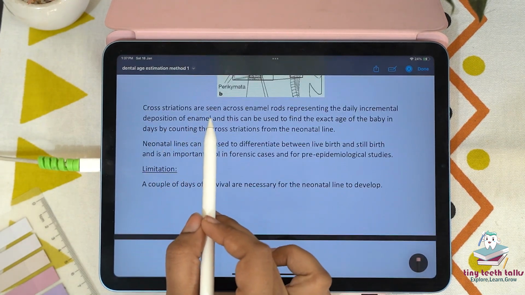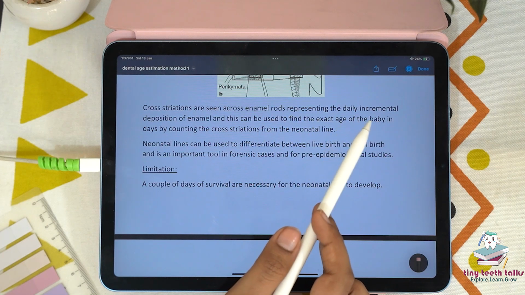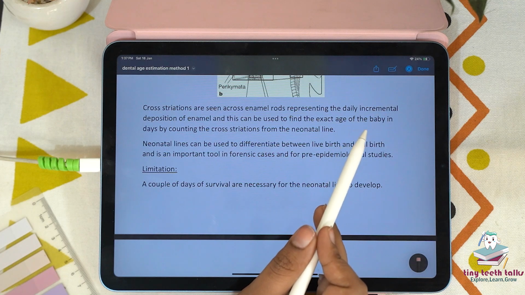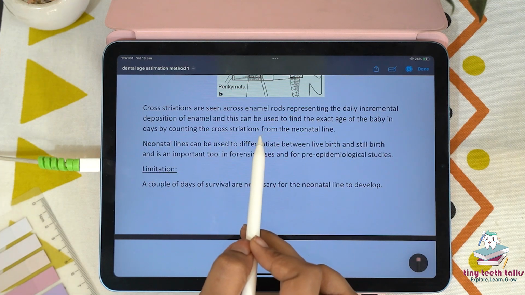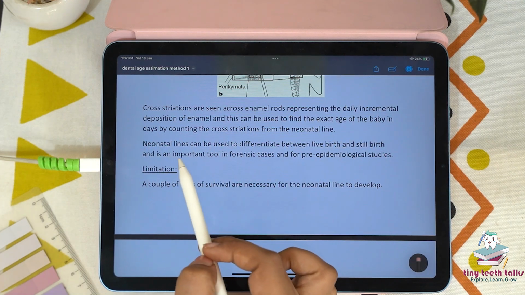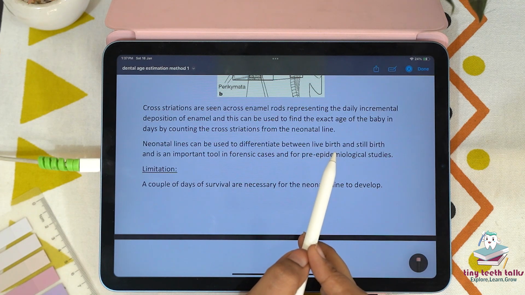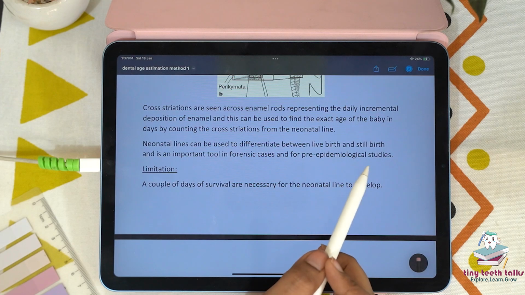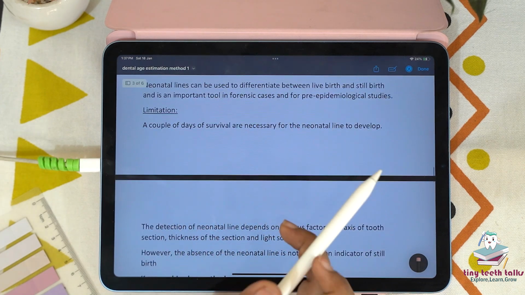So these cross striations are seen across enamel rods, representing the daily incremental deposition of enamel, and this can be used to find the exact age of the babies in days by counting the cross striations from the neonatal line. Neonatal lines can be used to differentiate between live birth and stillbirth, and are an important tool in forensic cases and pre-epidemiology studies, but they have limitations.